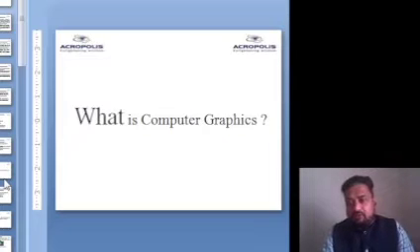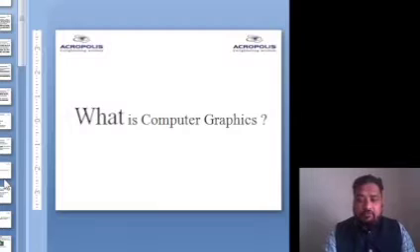First, I want to tell you what computer graphics is. You may be aware of the modes of communication. We can communicate in terms of text. We can communicate in terms of voice, and a number of modes of communication are available. So, according to me, computer graphics provides us another mode of communication.